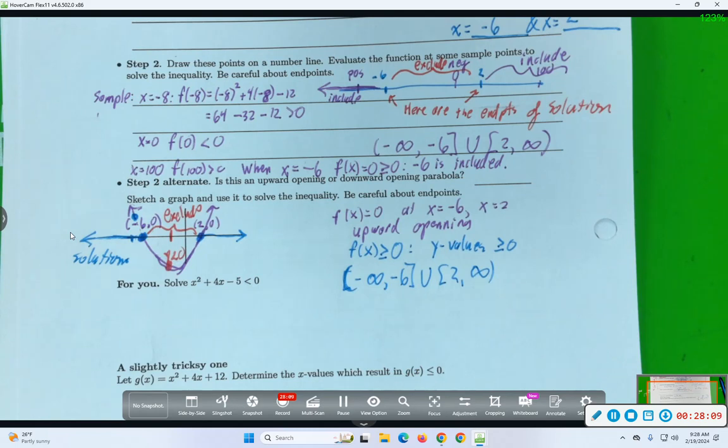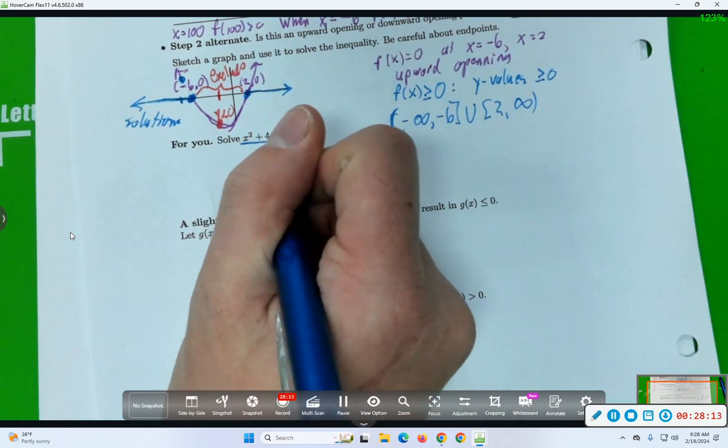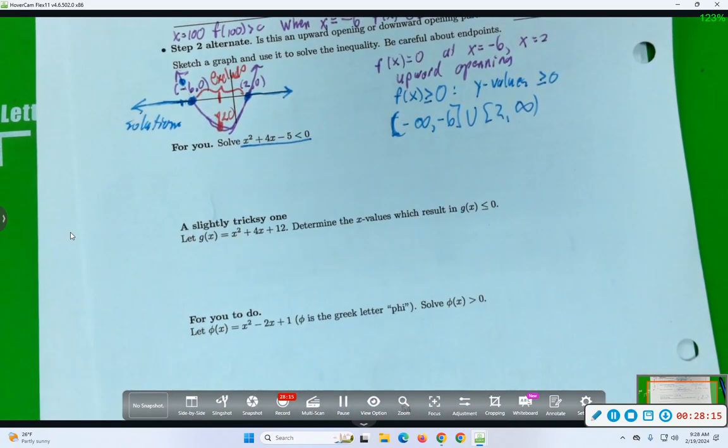Here is one full example for you to do on your own. Solve x squared plus 4x minus 5 strictly less than 0. I guess complete step 1 that's higher up on the page using whatever tool you like to use to solve quadratic equations. Then use either step 2 or step 2 alternate to solve the inequality.